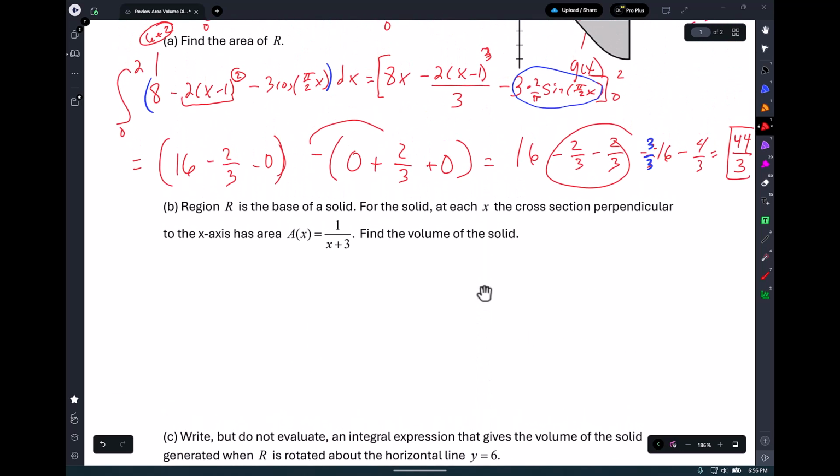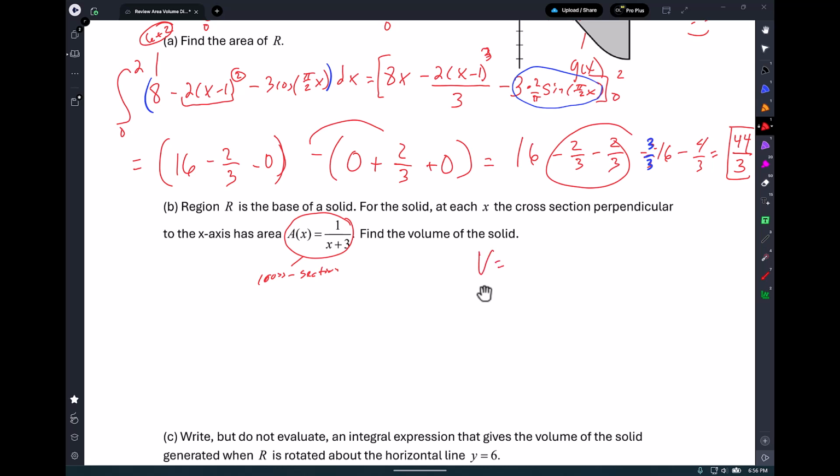Letter B. Region R is the base of a solid. For this solid, at each x, the cross-section perpendicular to the x-axis has an area. So this is my cross-section, guys. Yeah, it looks funky. Who knows how that looks there? But that's my area cross-section. Find the volume of the solid.